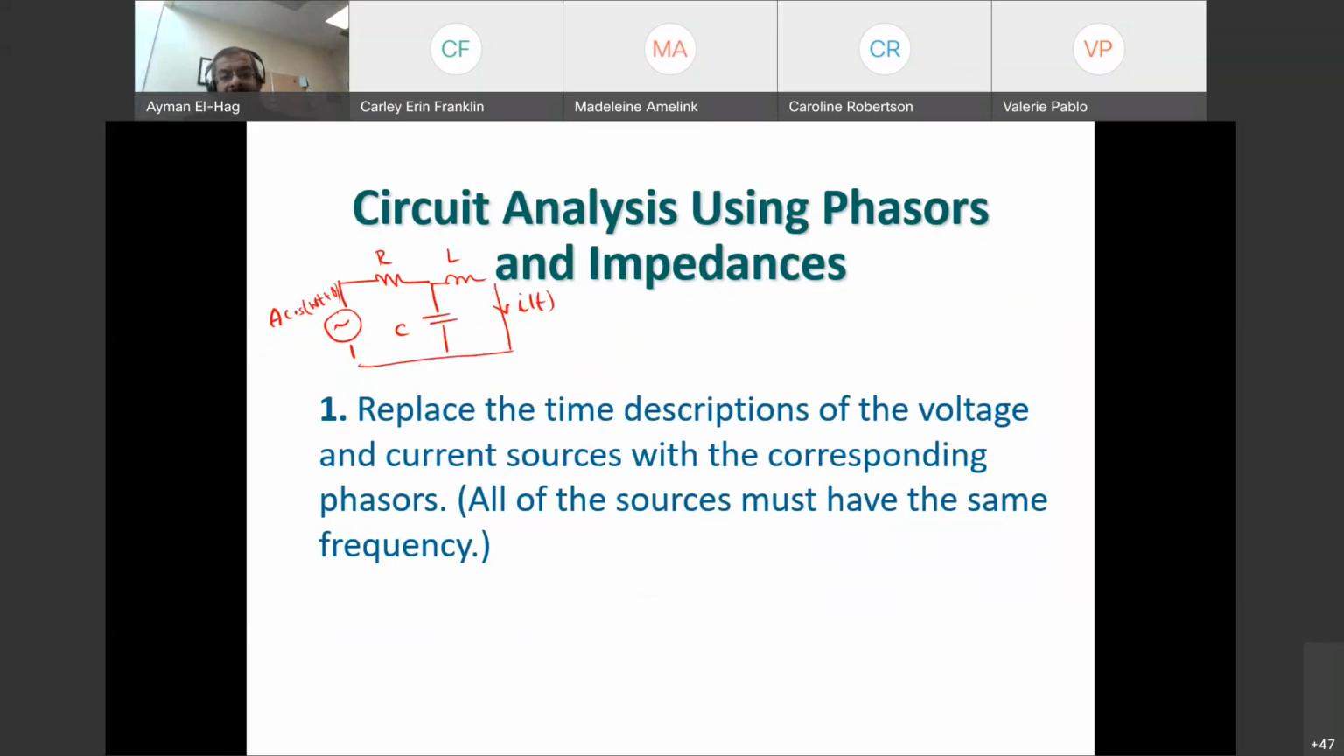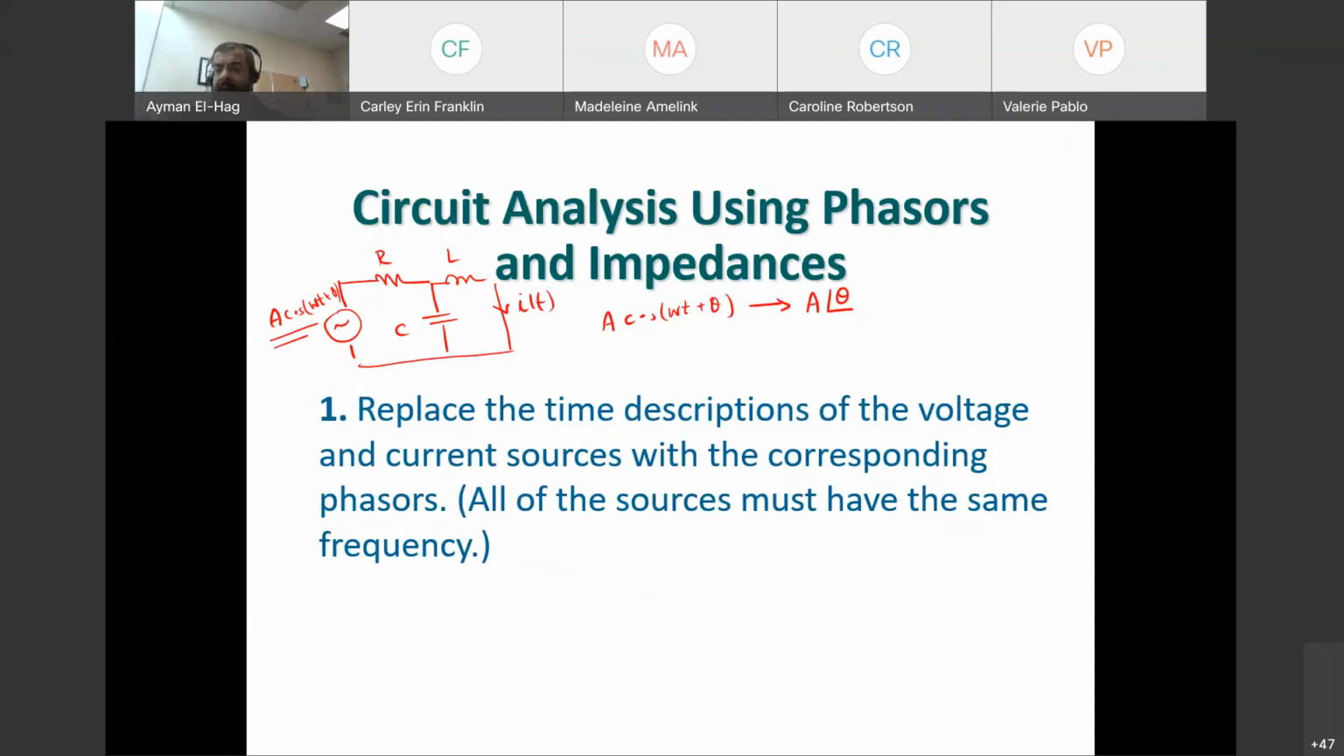Okay, so the first thing you have to do, these are the steps, how to approach a circuit when it comes to AC analysis, how we will solve the circuit. First, replace the time descriptions of the voltage and current sources with phasors. So I will replace A cosine omega t plus theta with A angle theta. There is no time domain here. So this is the first thing.